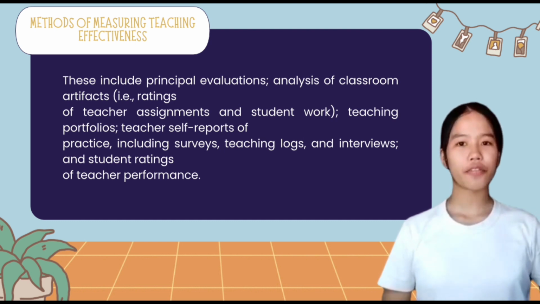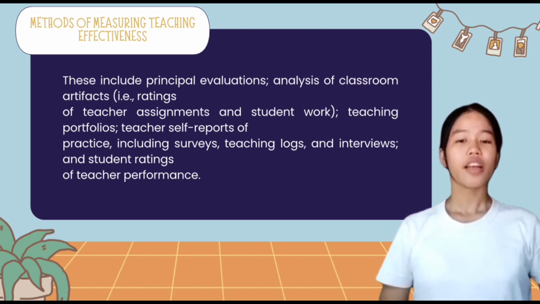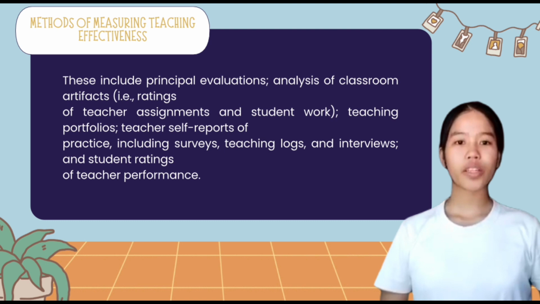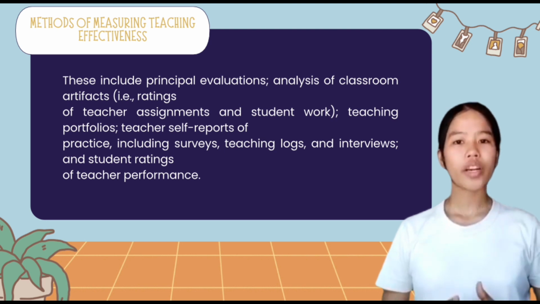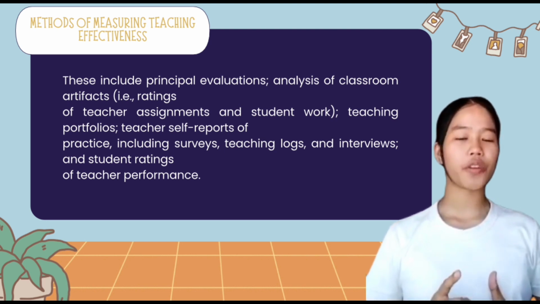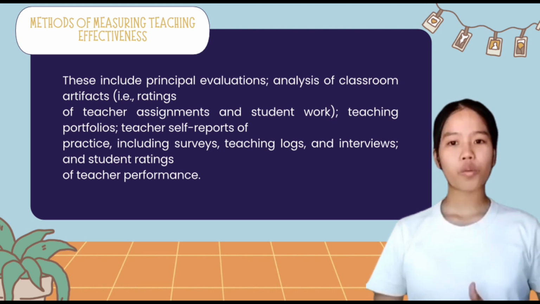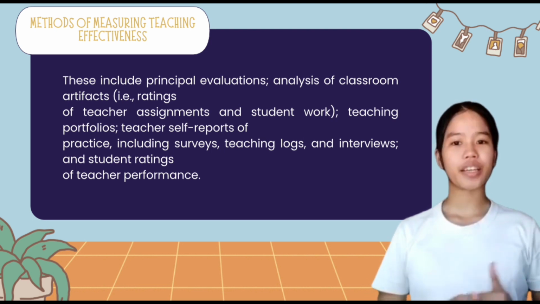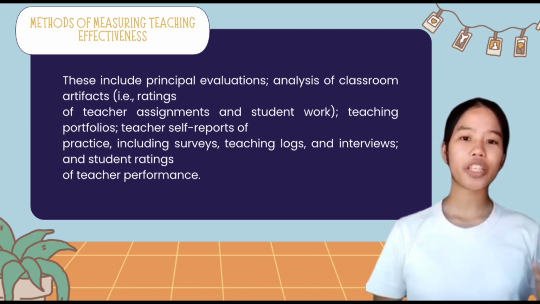So, measuring teaching effectiveness is a complex process that involves multiple methods. These methods are used to evaluate a teacher's performance in the classroom and to determine how well they are meeting the needs of their students. One of the methods used to measure teaching effectiveness is, first, the principal evaluations. This involves the principal observing the teacher in the classroom and providing feedback on their teaching style, classroom management, and overall effectiveness.